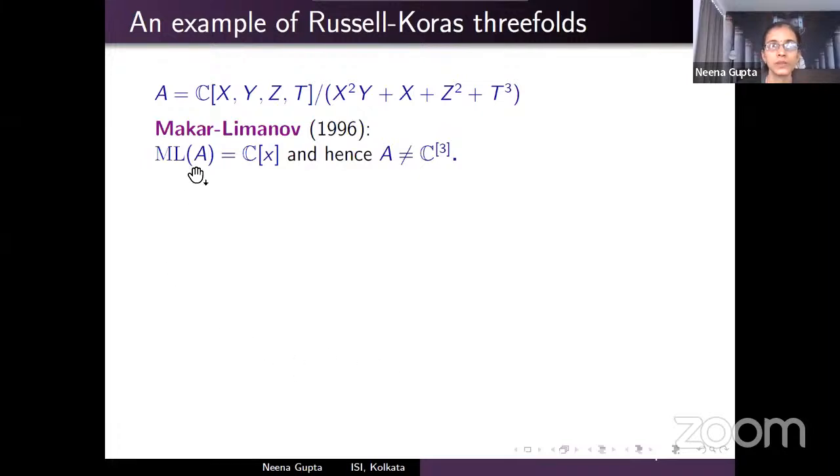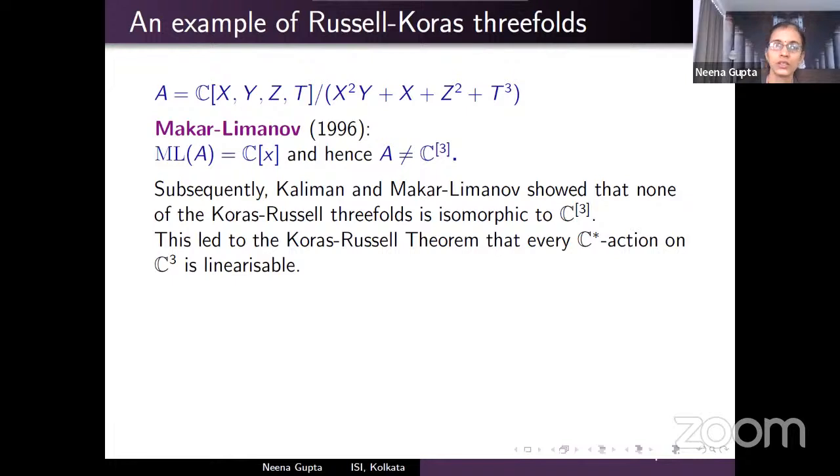In a remarkable paper, Makar-Limanov discovered an invariant associated to any ring A, which we now call the Makar-Limanov invariant. He proved that for this ring A, the Makar-Limanov invariant is the polynomial ring C[x], where small x is the image of capital X here. Hence this ring A cannot be a polynomial ring in 3 variables, because then the Makar-Limanov invariant would have been C.